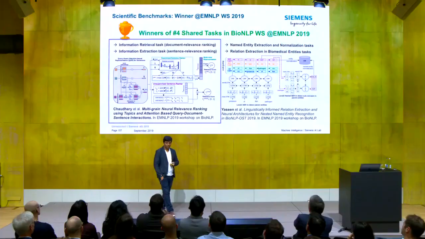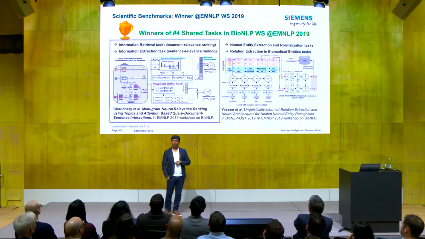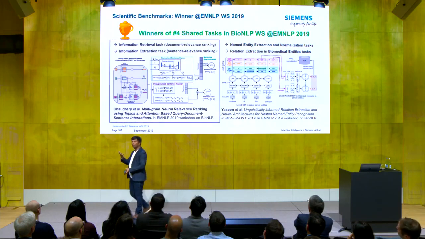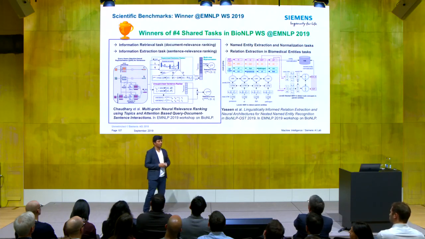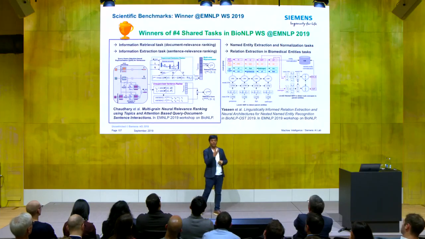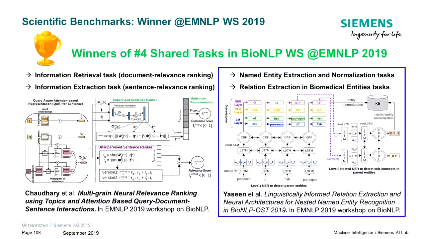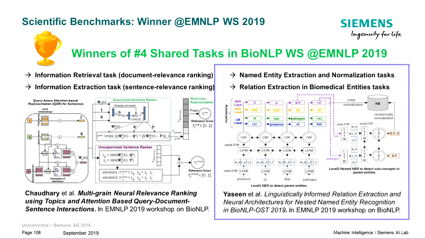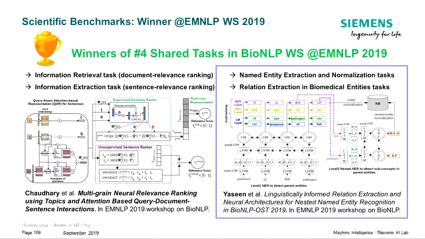In terms of application, we won the information retrieval shared task, two shared tasks. This was about having a query and an abstract, and the idea is to rank the abstracts based on query-document relevance. The second task was fine-grained: in an abstract, which sentence is actually relevant. In the second one, we did information extraction, nested entity extraction, and also relation extraction, along with entity normalization. I won't go into details, you can check that out.